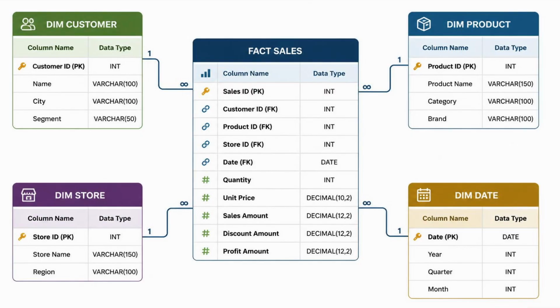So for example, instead of storing a customer name thousands of times in our sales table, we can store the customer information once in a customer dimension and connect it to the sales table using customer ID. So this brings us to one of the most important concepts in Power BI data modeling, the star schema.